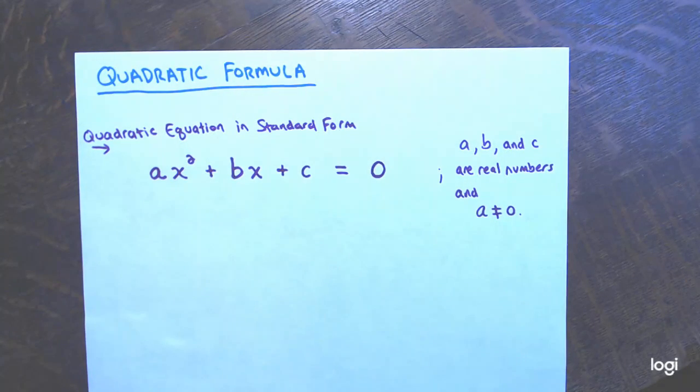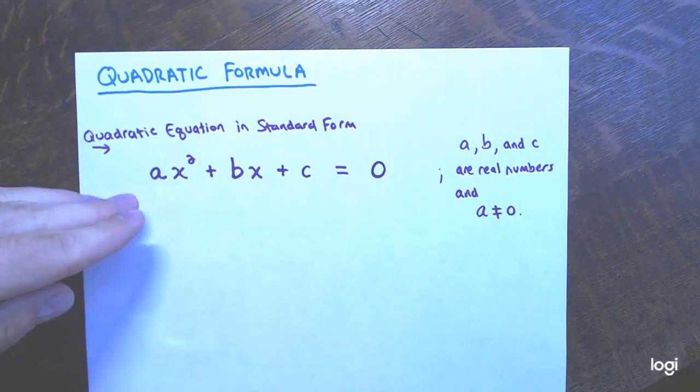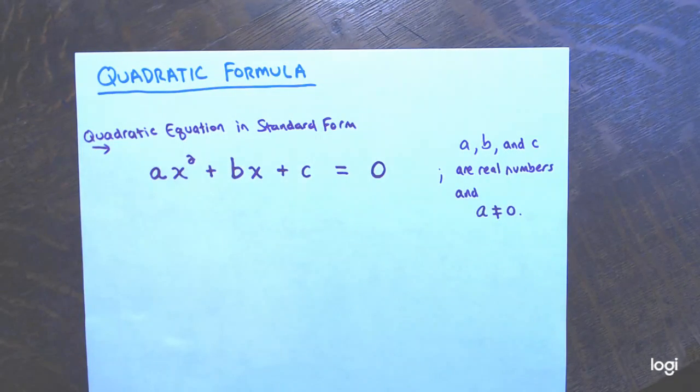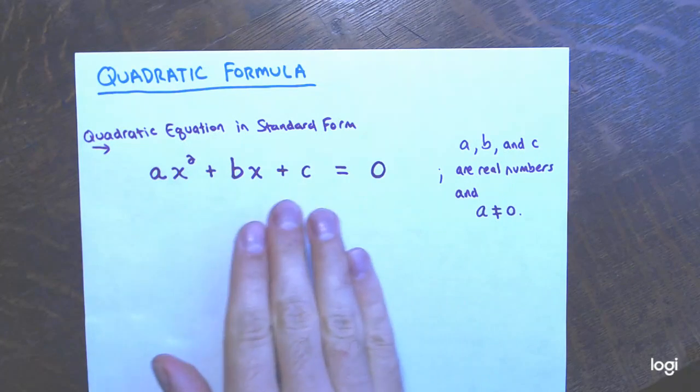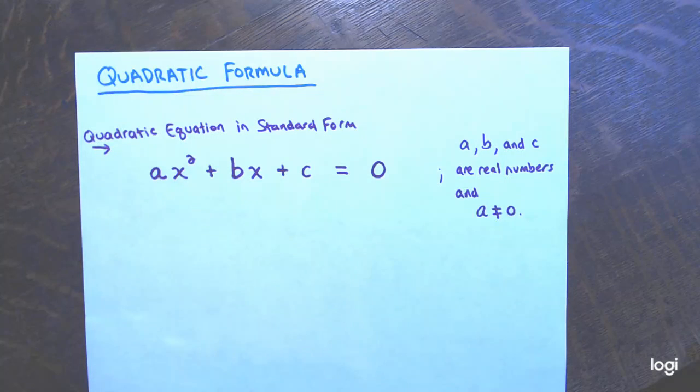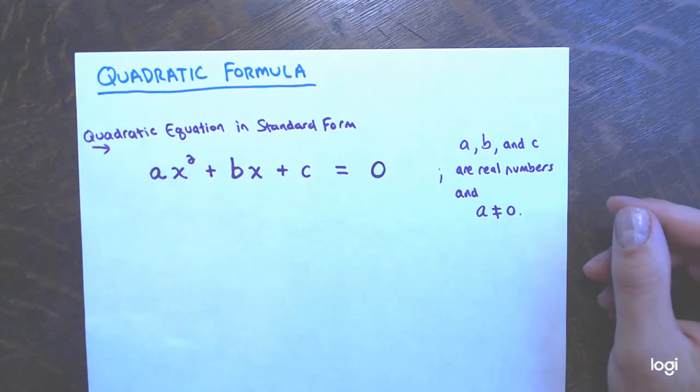So what I'm going to do is, starting with this, which is representing any quadratic equation, any equation that's quadratic can be written like this. Starting with this, I'm going to go through and solve for x. I'm going to find the solutions to this equation by completing the square, that completing the square method from my previous video.